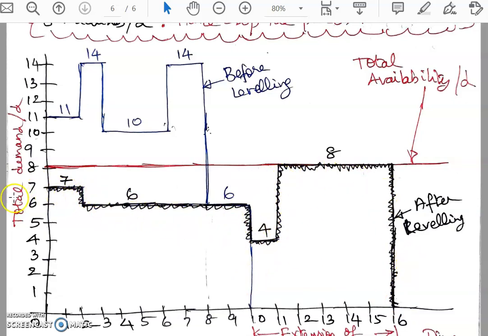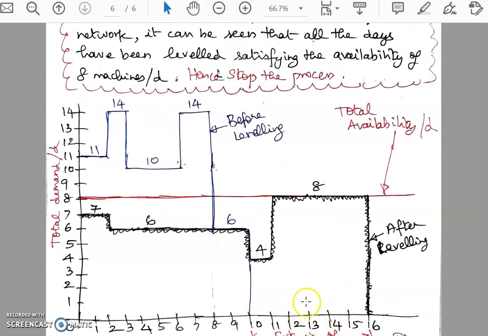So the condition is totally satisfied, and every day the demand is less than or equal to the availability. But in this process of leveling, we have got an increase in project duration of 6 days. So the extension of project duration is 6 days. That is what is seen here.